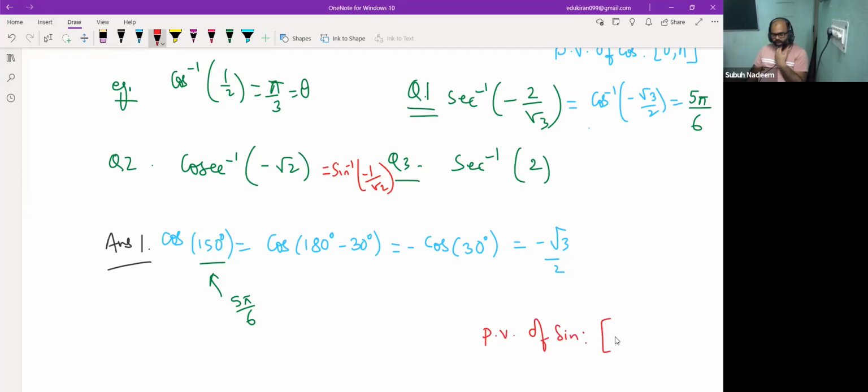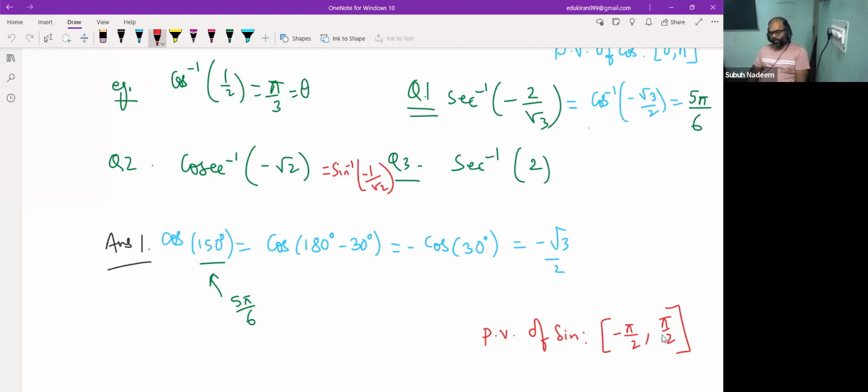So the basic thing we have to remember. That is why I'm always saying this chapter is about principal value. What you are doing in cos, you can't do the same thing in sine, because 135 degree is in the second quadrant. Sine will be positive there. It will not be minus 1 by root 2. If cos is negative, it does not mean sine will also be negative. So sine principal value is minus pi by 2 to pi by 2. So 0 to pi by 2, it is positive. Minus pi by 2 to 0, it is negative.